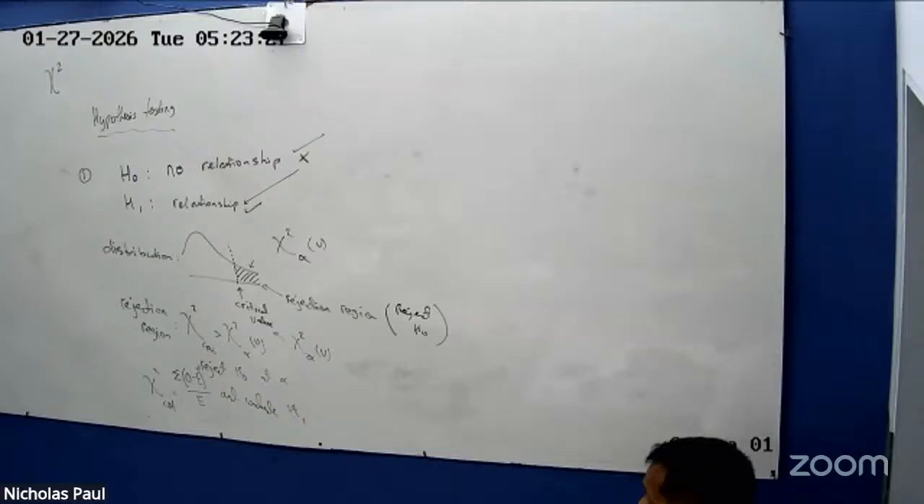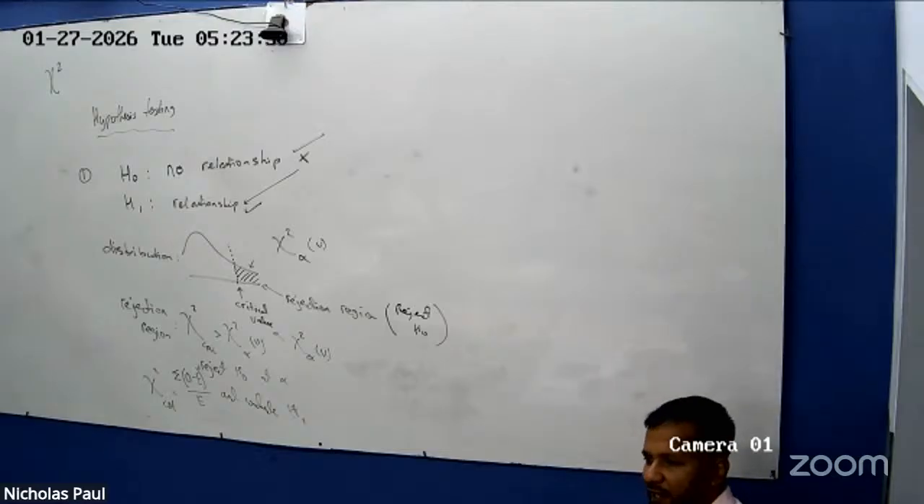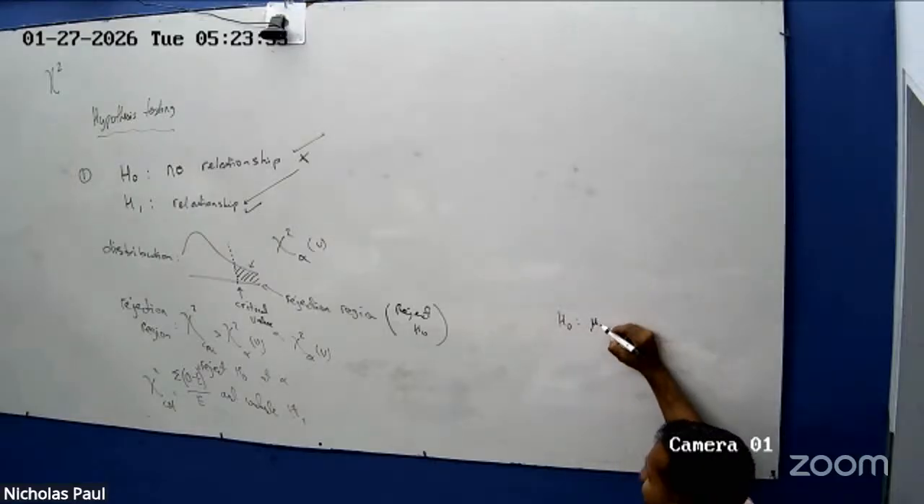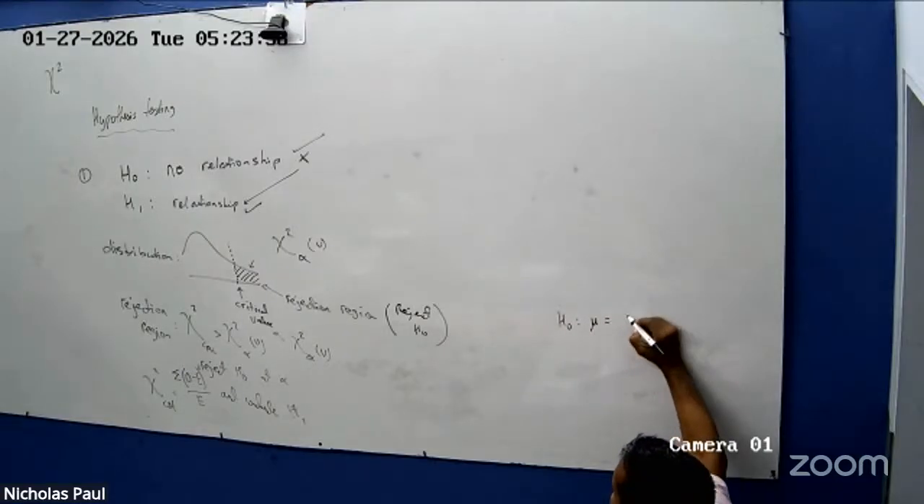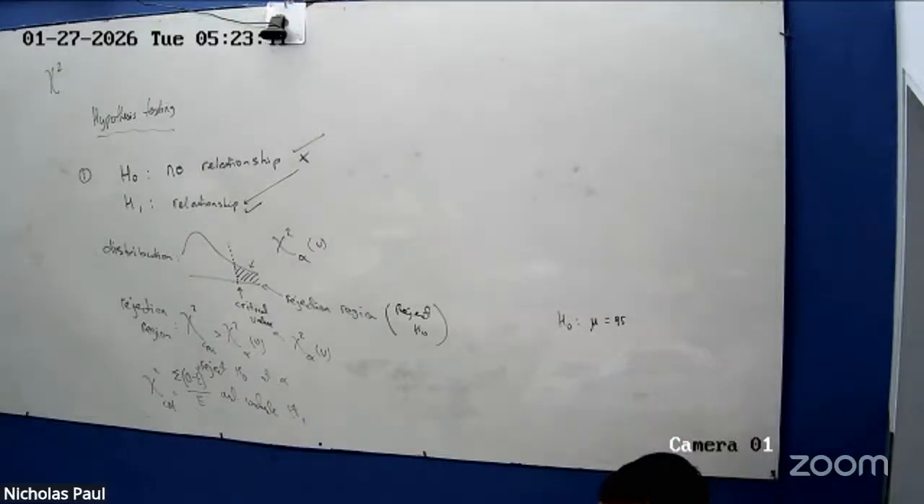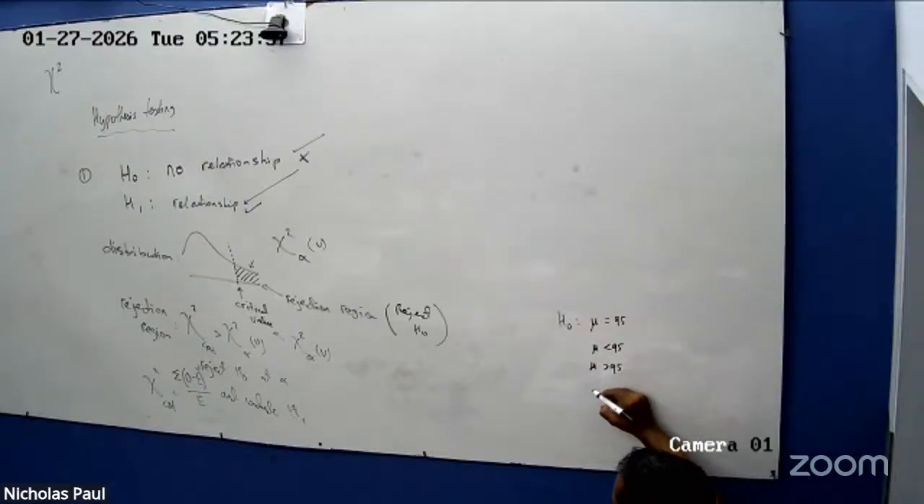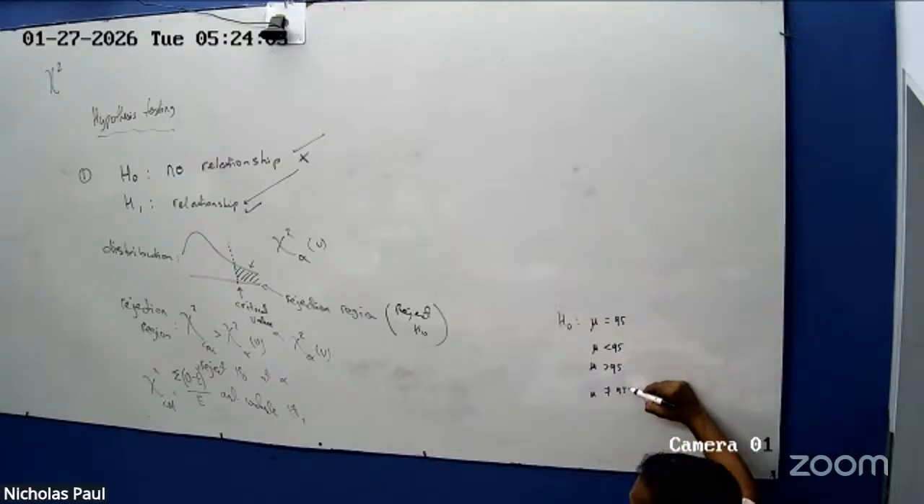Sometimes, let's say the mean mark is around 95. That's our mean mark in apply. We have three things that we can test here. Number one, we could test if our mean is less than 95. We could test if our mean is more than 95, or we could simply test if our mean is not equal to 95. So we have three types of tests that we can do.